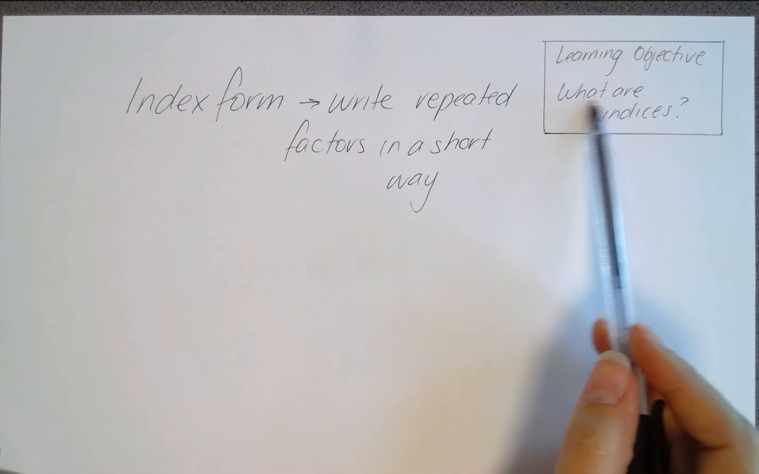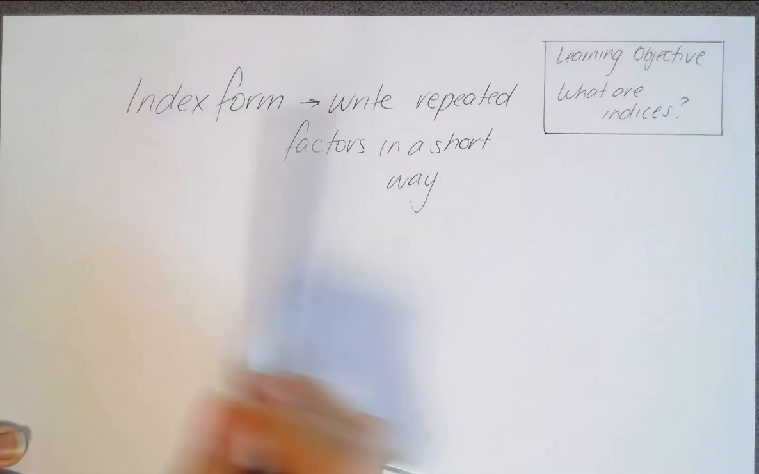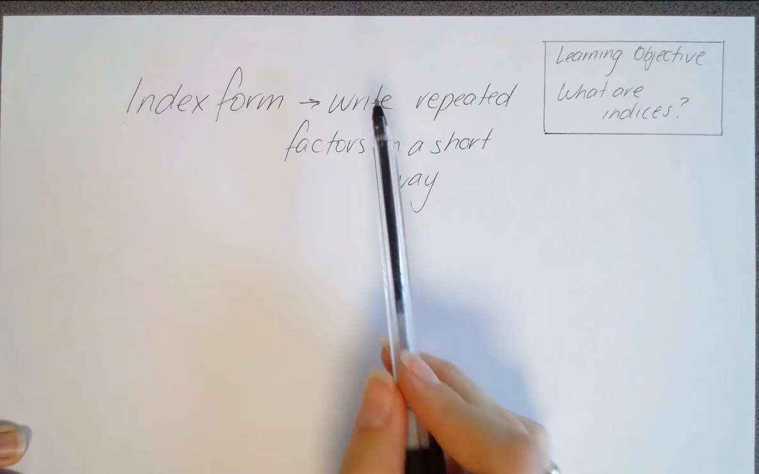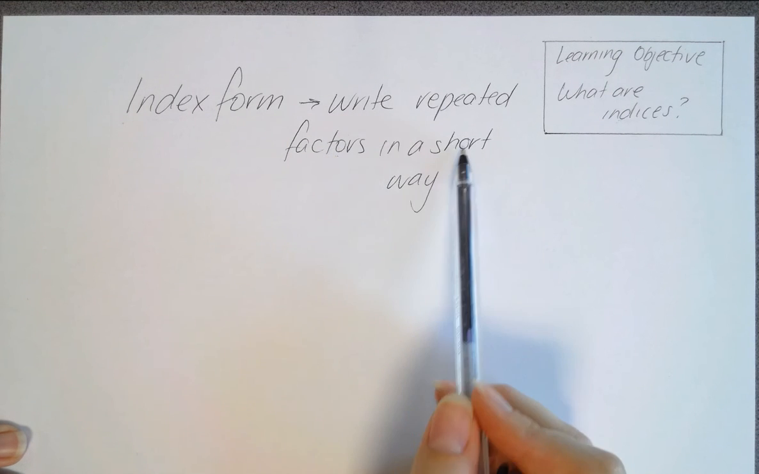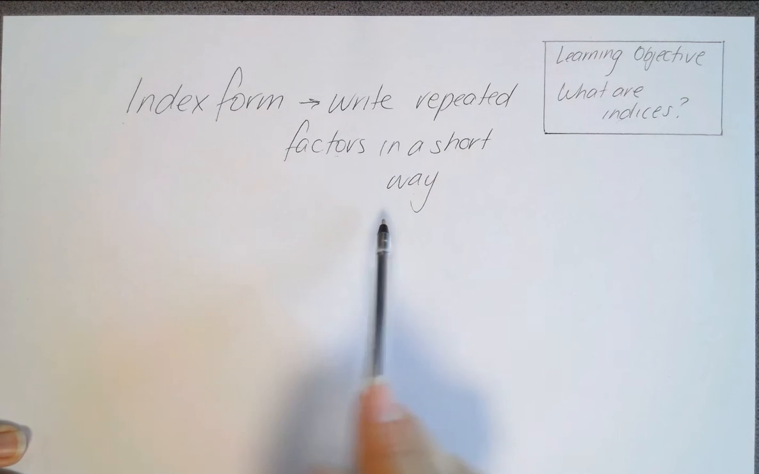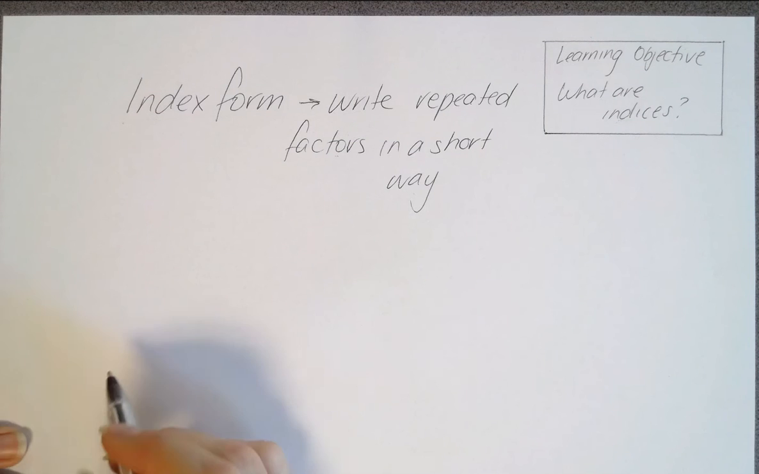In this lesson, we are looking at what indices are. An index form is a way to write numbers, repeated factors, in a short way. And when I say a short way, I'm saying like a shortcut way. So it's a lot easier to do.